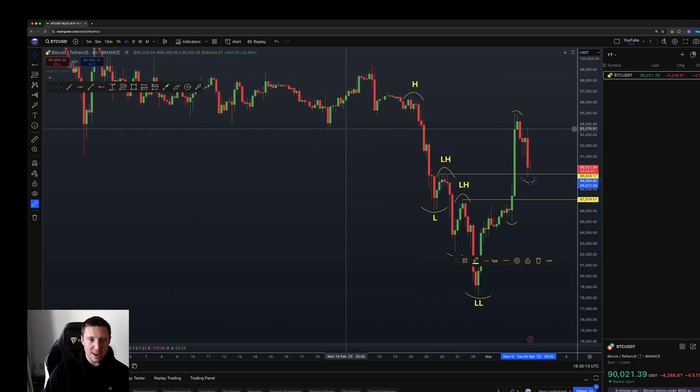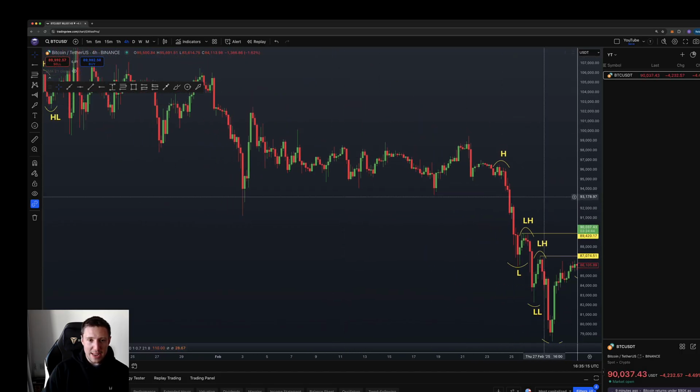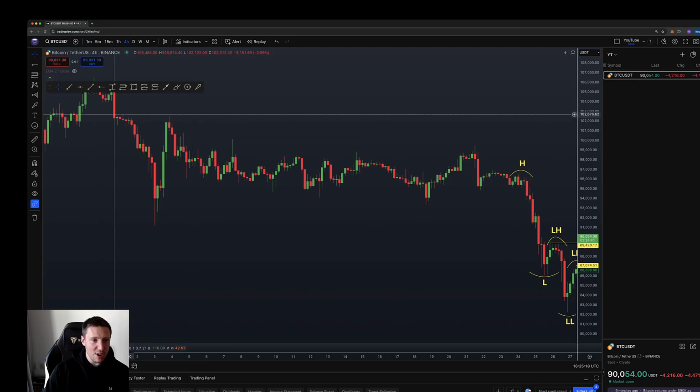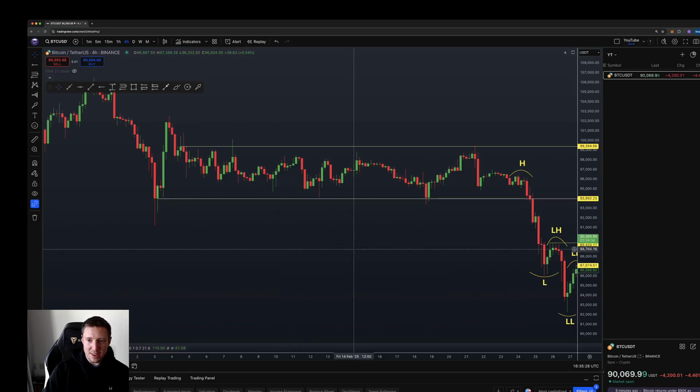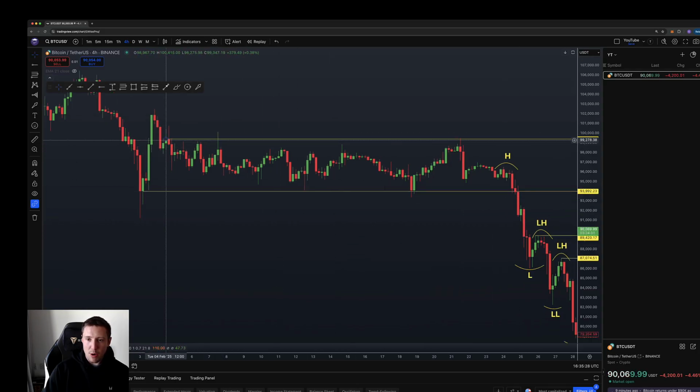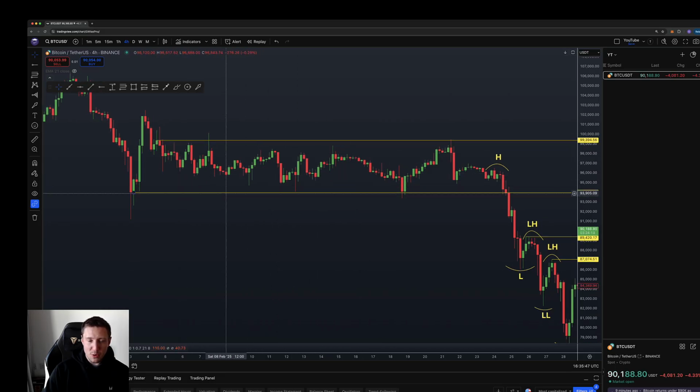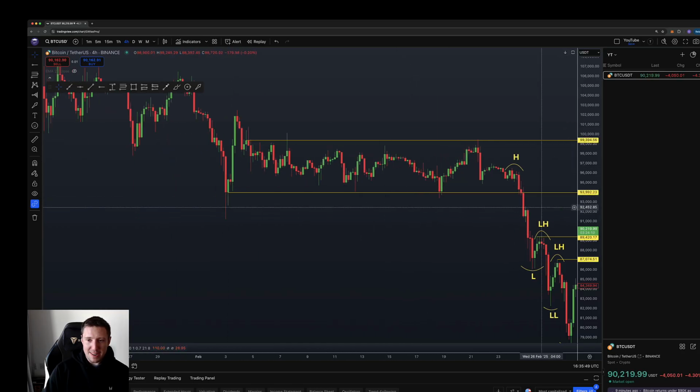Now, in terms of a range bound environment, a very quick and easy example of that is this range bound environment here. So you can see that price was not closing above or below this price point here until we started our trend. So basically no 4-hour candle closes above $99,500 or below $94,000. So price is typically just bouncing between these two levels, not making any significant higher highs or higher lows or lower highs or lower lows.